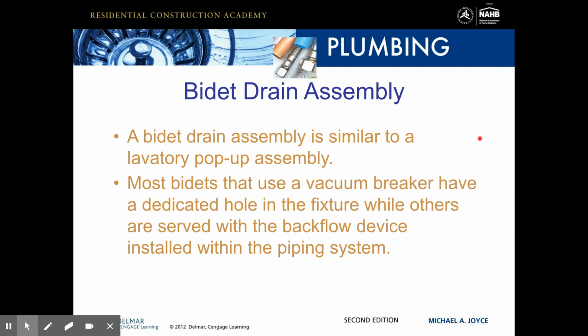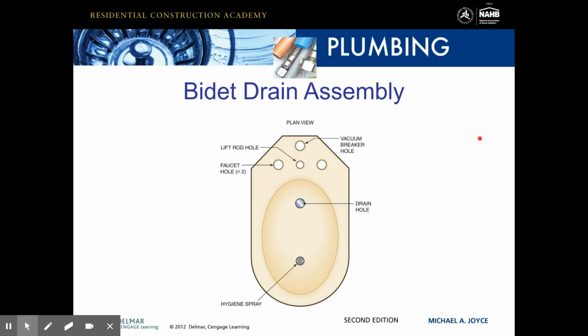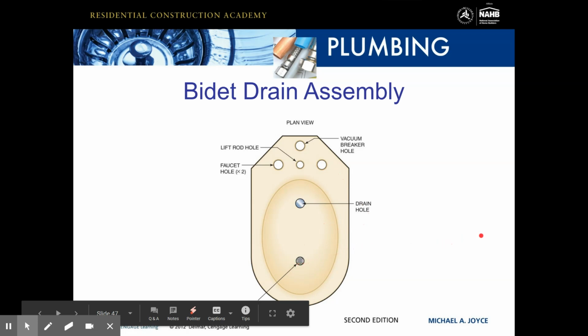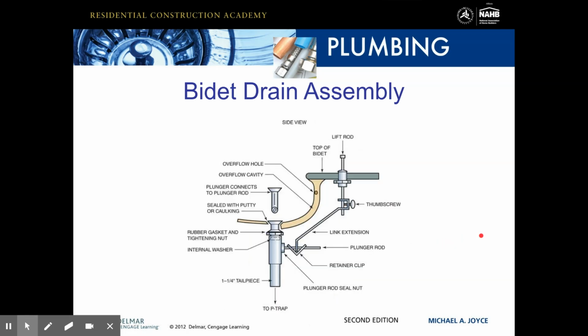Bidet drain assembly. A bidet drain assembly is similar to a lavatory pop-up assembly. Most bidets that use a vacuum breaker have a dedicated hole in the fixture, while others are served with the backflow device installed within the piping system. Here's a top view of a bidet, so you can see where you have your faucet holes, vacuum breaker hole. Here's for your lifting rod, your drain, and this is where it sprays. And here's a side view for your bidet drain assembly.